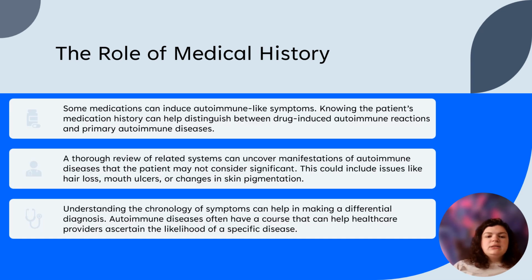Additionally, some medications can induce autoimmune-like symptoms. Knowing the patient's medication history can help distinguish between drug-induced autoimmune reactions and primary autoimmune diseases. A thorough review of related symptoms can uncover manifestations of autoimmune diseases that the patient may not consider significant. This can include issues like hair loss, mouth ulcers, or changes in skin pigmentation.